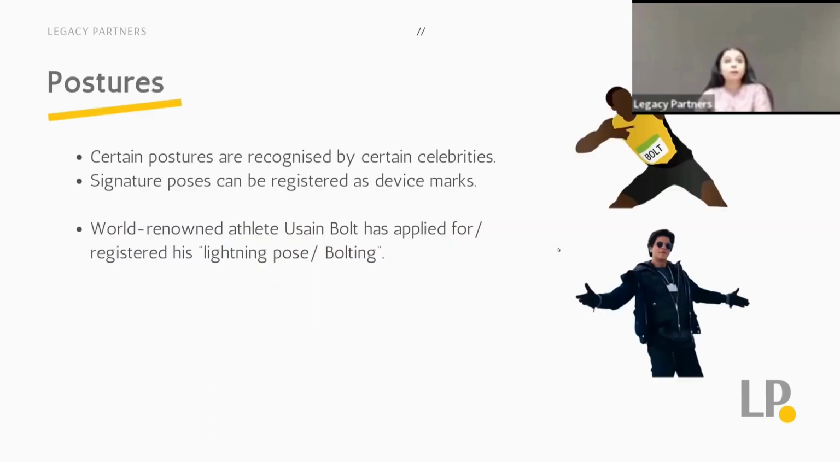Now, one of the recent trends which you can see is the registration of poses. You might have seen certain poses which are associated with certain celebrities. Such poses can be registered by these celebrities in their name. For example, the famous athlete Usain Bolt has applied for his lightning pose, which he uses after winning a race. So that is registered under poses or non-conventional trademark. And you might have also seen the famous pose of Shah Rukh Khan, which he used in his famous movie. That is also his signature pose, and that can also be registered as a pose mark.